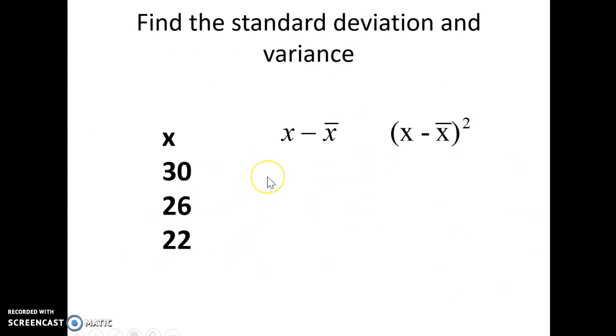So let's go ahead and find variance and standard deviation of this. So what's the mean? You'd add them all up and divide by 3. So 30 plus 26 plus 22 is 26. So that's our mean. If you don't believe me, add them up and divide by 3. Okay? So you take each number minus the mean, and you get 4. And then over here, you're going to square that.